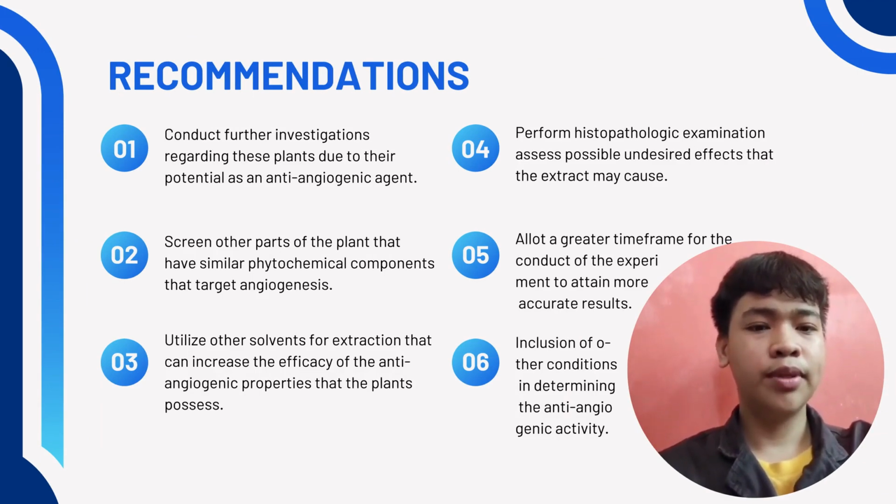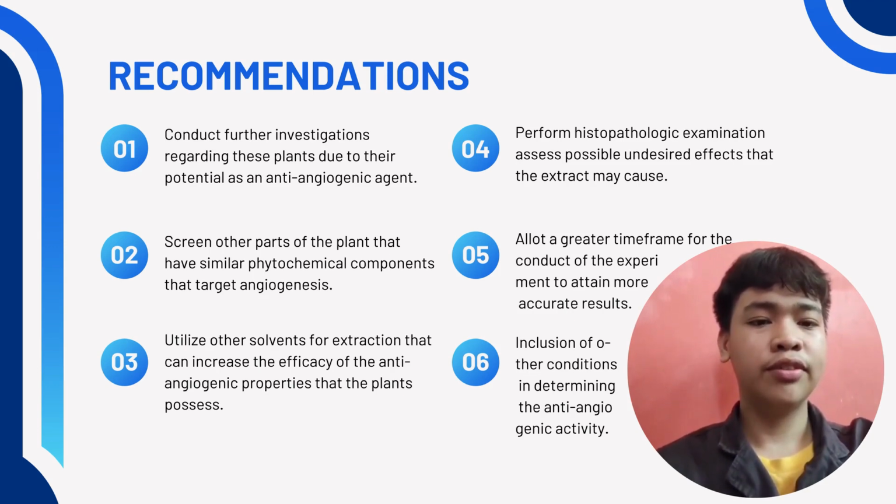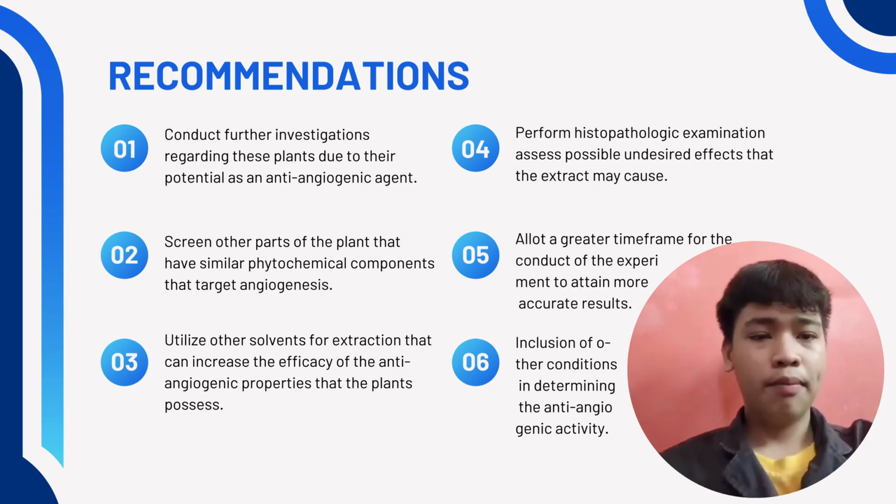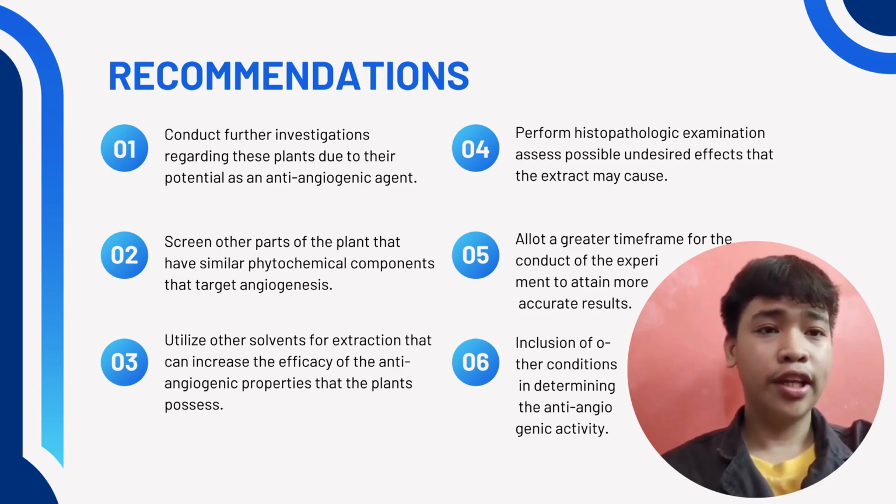Screen other parts of the plant that have similar phytochemical components that target angiogenesis. Utilize other solvents for extraction that can increase the efficacy of the anti-angiogenic properties that the plants possess. Perform histopathologic examination to assess possible undesired effects that the extract may cause. Allot a greater time frame for the conduct of the experiment to attain more effective results. Include other conditions in determining the anti-angiogenic activity.